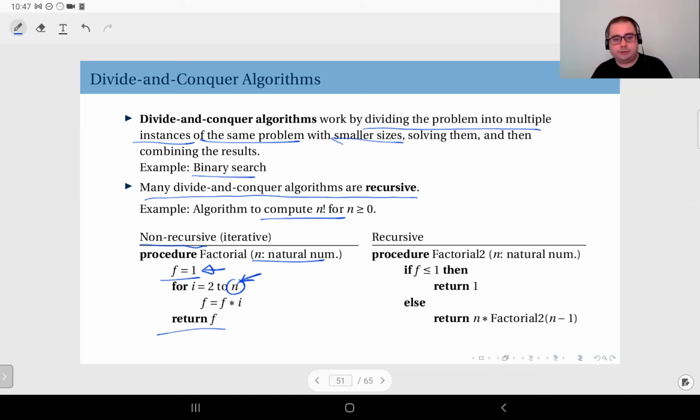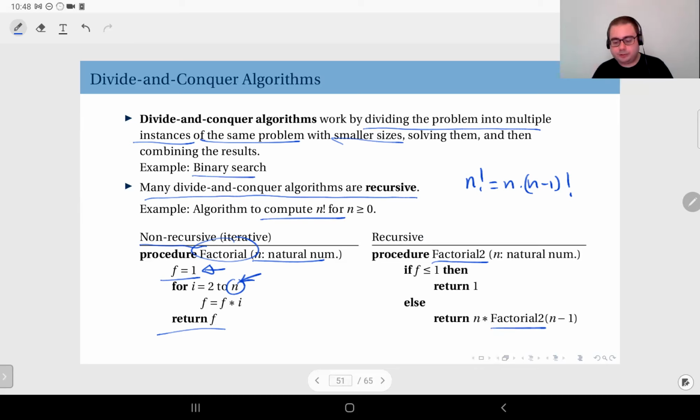And let's look at the recursive way. And this obviously is based on the famous observation that n factorial is equal to n times n minus 1 factorial. Now, I named this function factorial 2 to indicate that it's a different function from this one, okay? And that function appears here, factorial 2. So that is the recursive version.